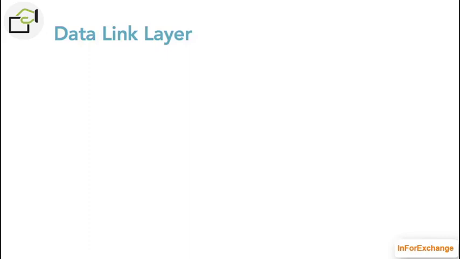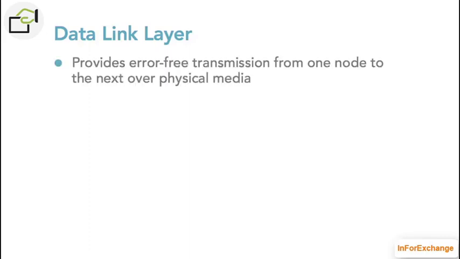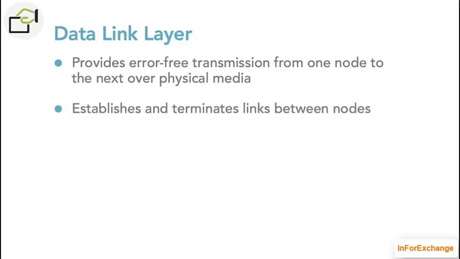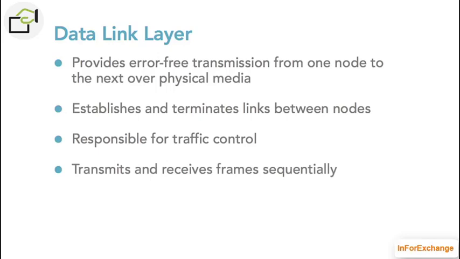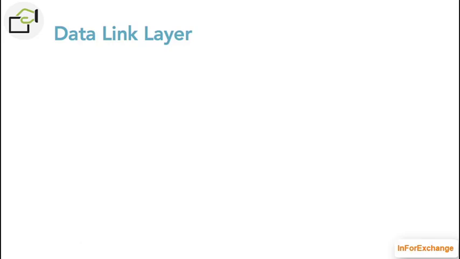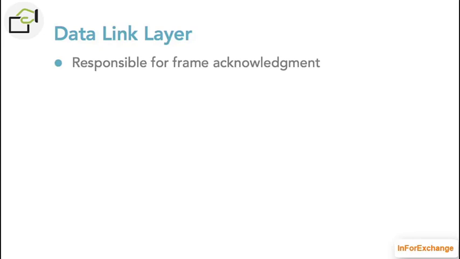The next layer we want to look at is layer 2, or the Datalink layer. The Datalink layer provides error-free transmission from one node to the next over the physical media. The Datalink layer does this by establishing and terminating links between adjacent nodes. By being responsible for establishing and terminating links, this means the Datalink layer is also responsible for a certain measure of traffic control. Part of that traffic control is to verify that frames are transmitted and received in the correct sequence. Also, the Datalink layer is responsible for frame acknowledgement.